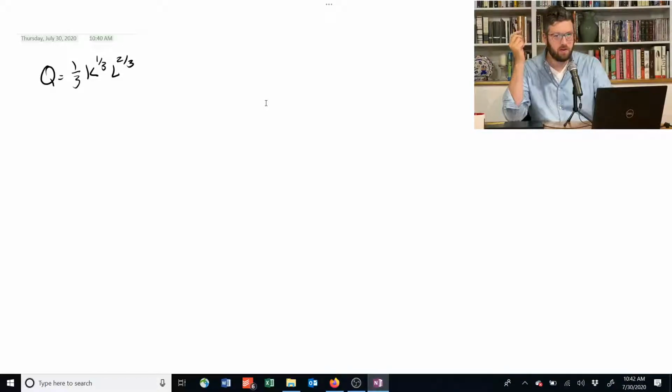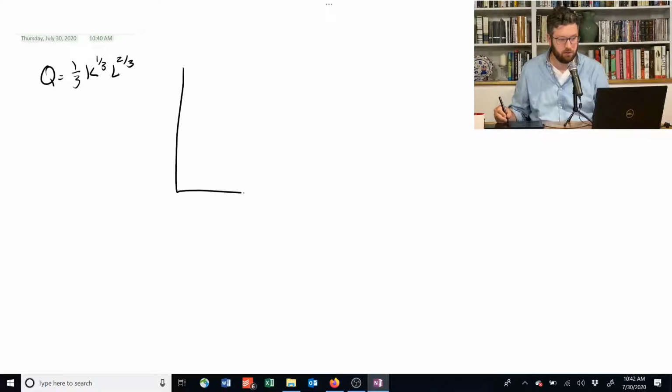Okay, now let's find an isoquant and the marginal rate of technical substitution for this production function. And this one over here is a Cobb-Douglas production function. So to find the isoquant, last time I chose to put K on the vertical axis, but just to emphasize that you don't have to do that, I'm going to do the other way around this time. I'm going to put L on the vertical axis and K on the horizontal. You can choose whichever one you want.